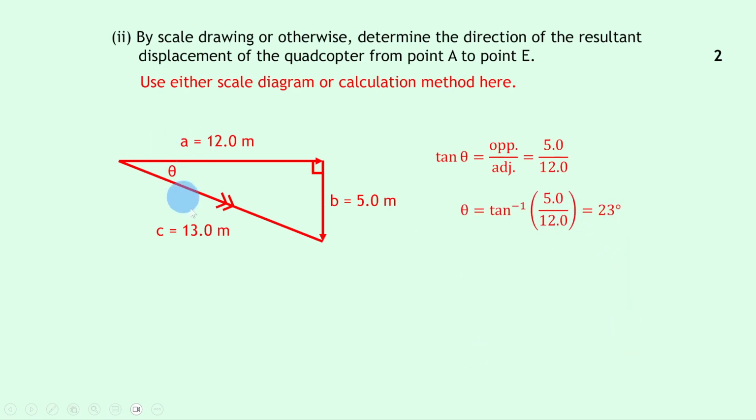And now to find the direction we want to use either compass points or bearings. Well, using compass points first of all, remember this is our starting point here, and this is east and then south down here.